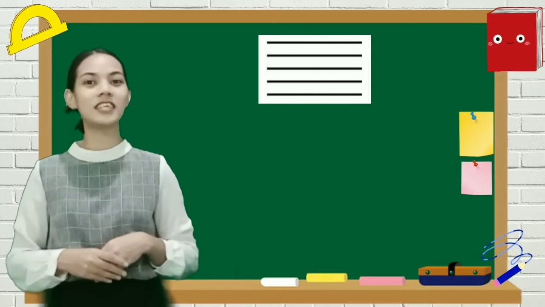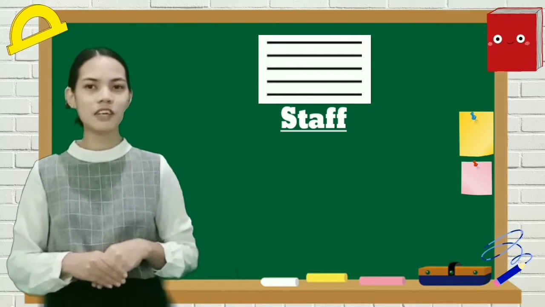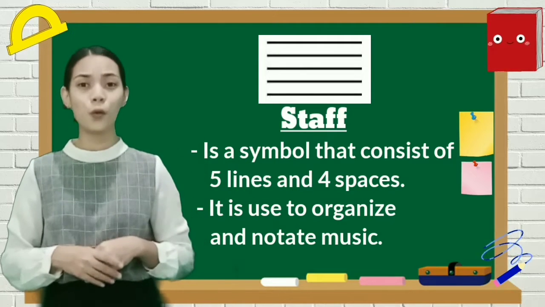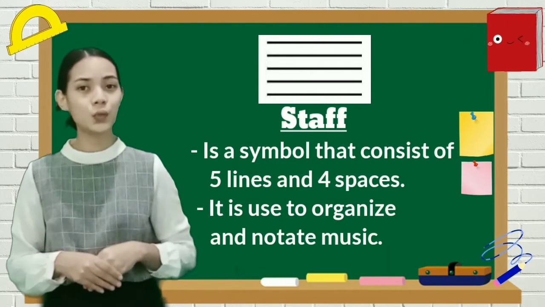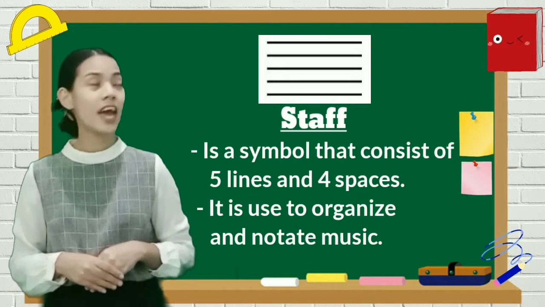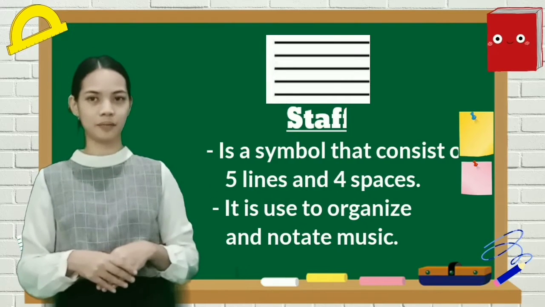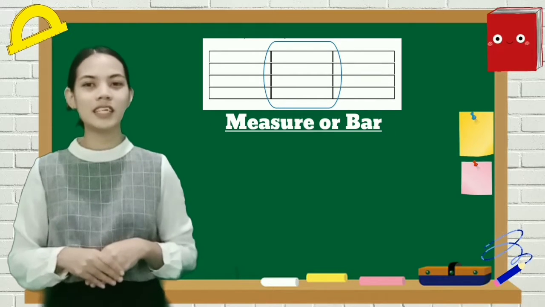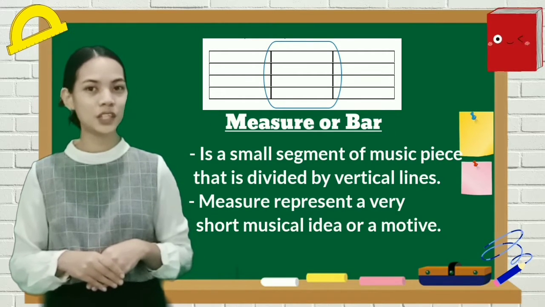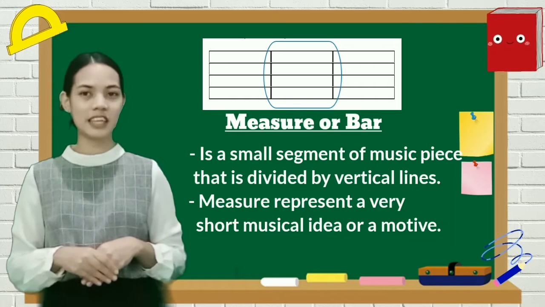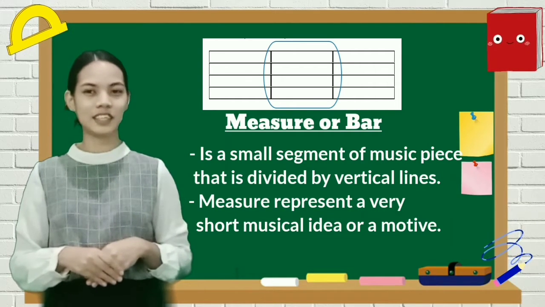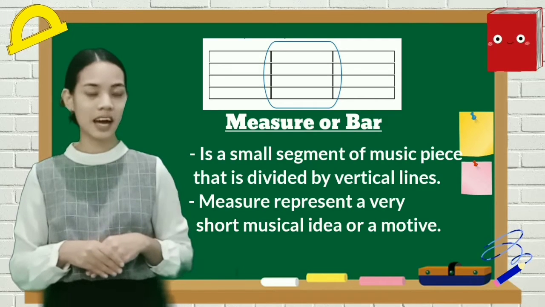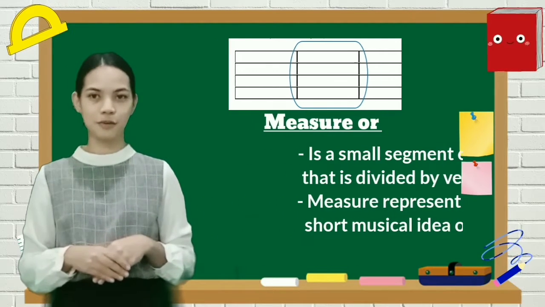Very good. The staff. The staff is a symbol that consists of 5 lines and 4 spaces. We use this to organize and to notate music. Next is the measure or the bar. It is a small segment of music that is divided by vertical lines. A measure represents a very short musical idea or a motive.